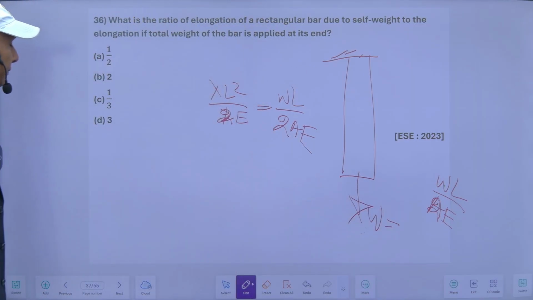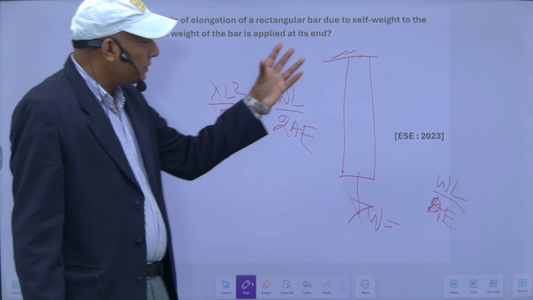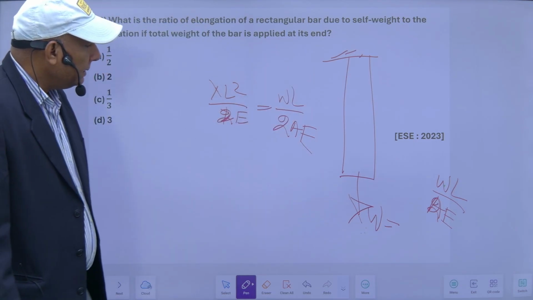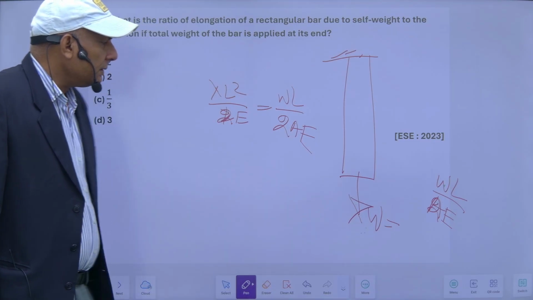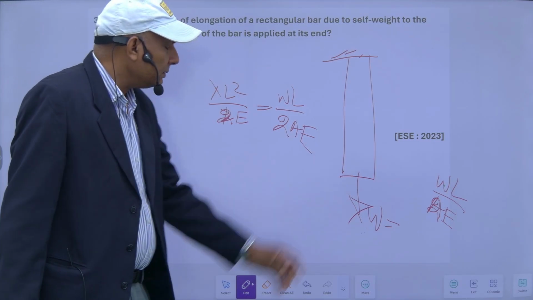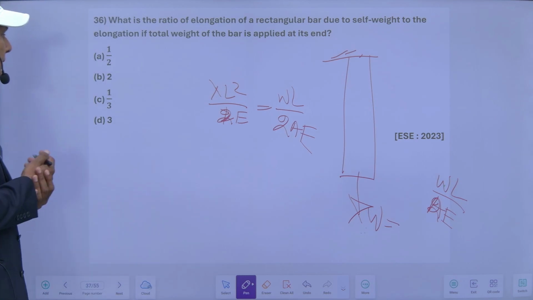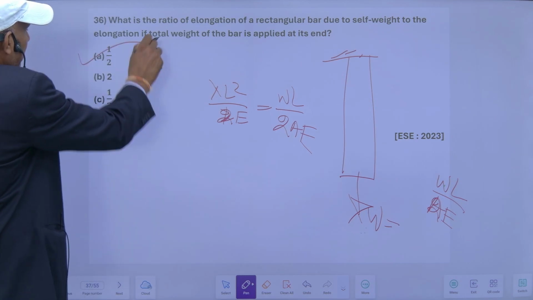So if the total weight is equal to the self weight of this bar, then the deflection is 1 by 2 of that one. So it will be half of that one. So the ratio is half, so this is the correct answer.